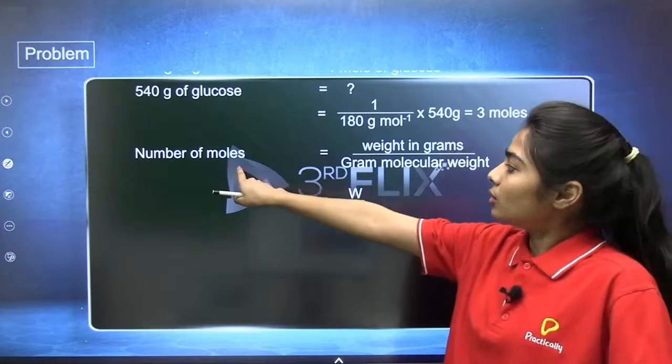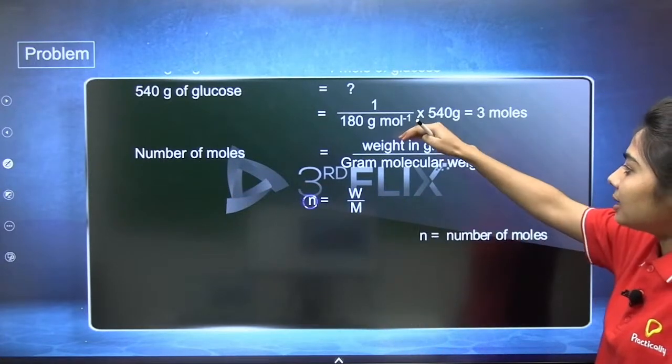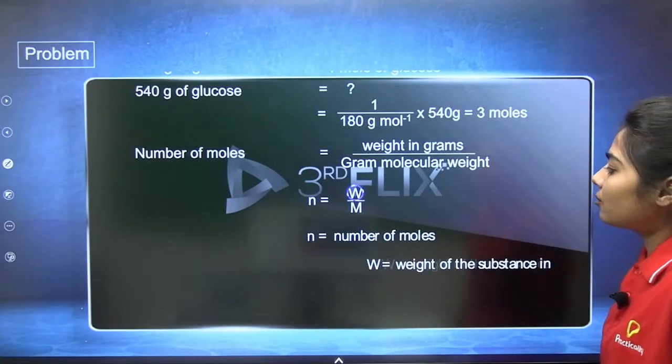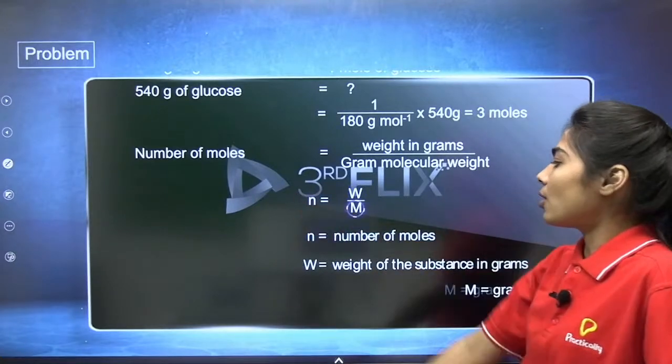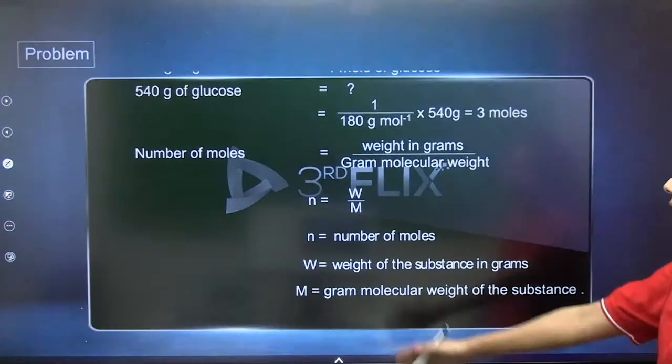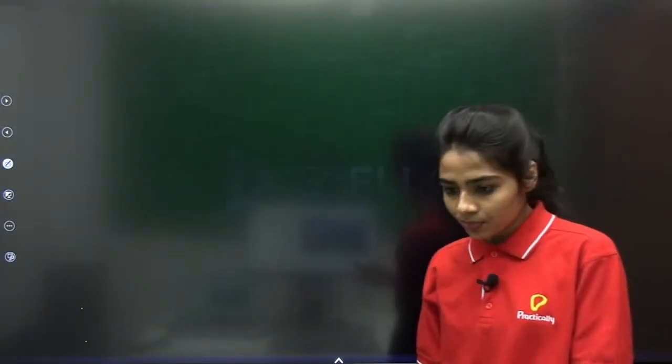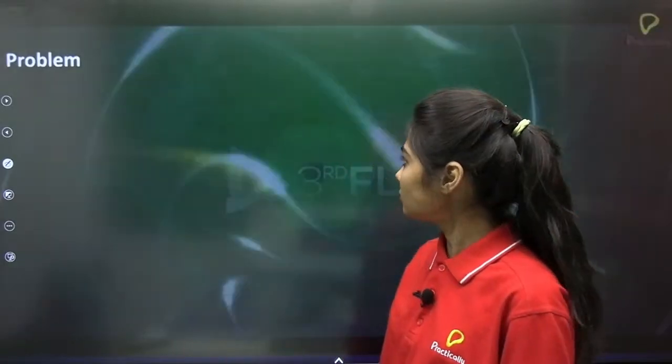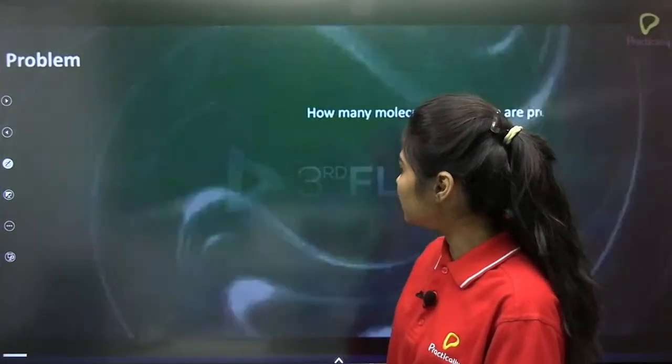So if I want to calculate the number of moles, then the given weight upon gram molecular weight is equal to number of moles, where N is the number of moles, W is the weight of the substance, and M is the molar mass. Now, what is explained in this video? What was explained in that video?